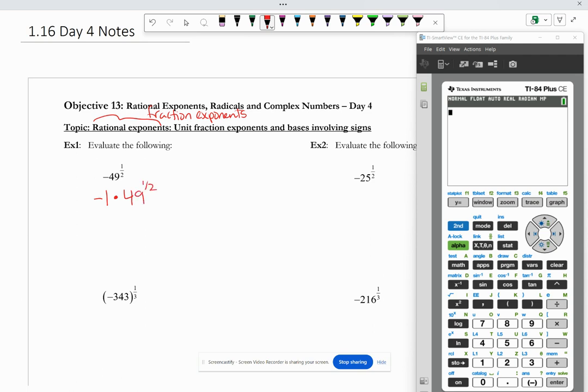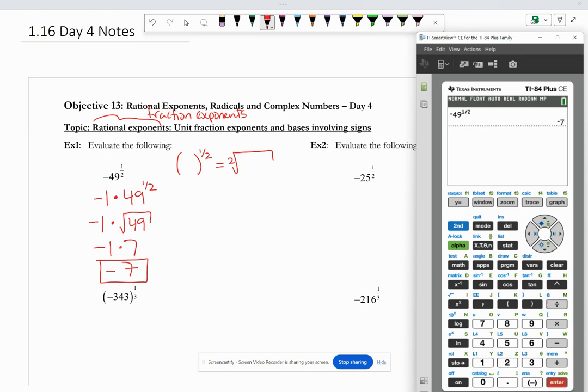Now, if you remember, when we were talking about indexes and exponents before, something to the 1/2 is actually the square root. That little index is a 2, but we don't write it when it's a 2. So this is really negative 1 times the square root of 49. 49 is a perfect square, so we know we have negative 1 times 7, which is negative 7. The other way you could have done this is just plain type negative 49 to the 1 divided by 2, and it'll get you back that negative 7.